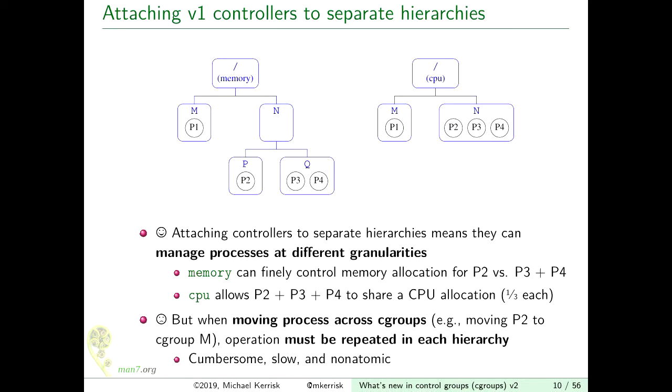Now that means we're going to have to do the operation on multiple hierarchies. We're going to have to do the operation for the memory hierarchy, repeat it for the CPU hierarchy, repeat it for all of the other hierarchies that we're maintaining. Because commonly, what you want to do in this sort of situation where you've got differing levels of granularity is keep roughly parallel trees, just with different levels of granularity, and when you do a move operation to move a process, you need to repeat it everywhere. So this is kind of cumbersome, it's kind of slow, and it's certainly not atomic.